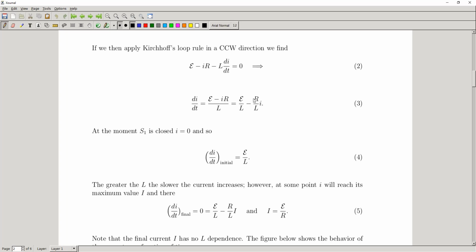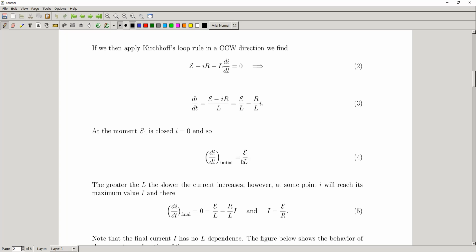And why split them up into two terms? Well, we can see more clearly what is going to be happening at different times if we look at it this way. At the moment that we close S1, our initial current, at that very first second, is going to be 0. This starts building up from 0 and then slowly, asymptotically approaches whatever the current is going to be at some far distant time. Initially, when I is 0, our di dt has to be equal to this value, but I is 0, so this term just disappears, and we're left with our EMF over our self-inductance.